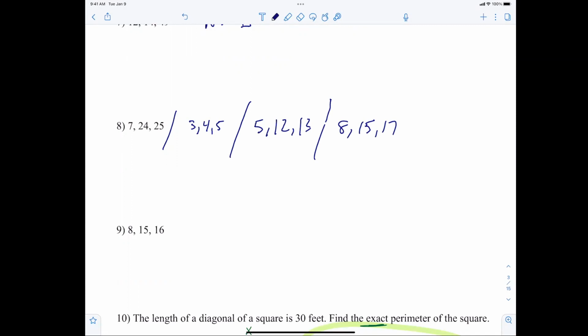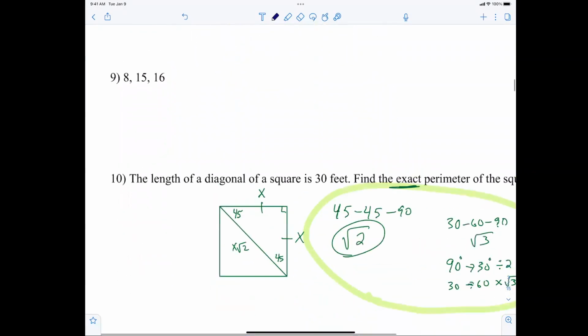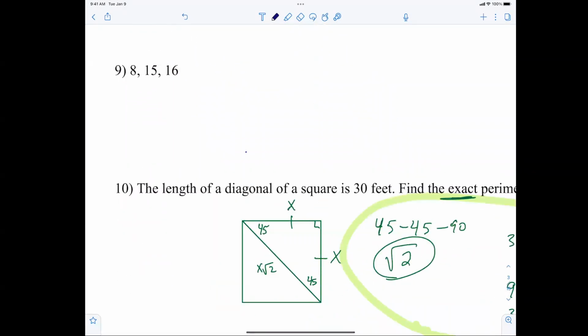All right. So now probably this one. Is it possible? Yes, because 8 plus 15 is greater than 16. So now compare 16 squared to 8 squared plus 15 squared. And 16 squared is obviously what? Less than. All right, so now we say it is what? Acute. Everybody happy with that? Everybody's good?